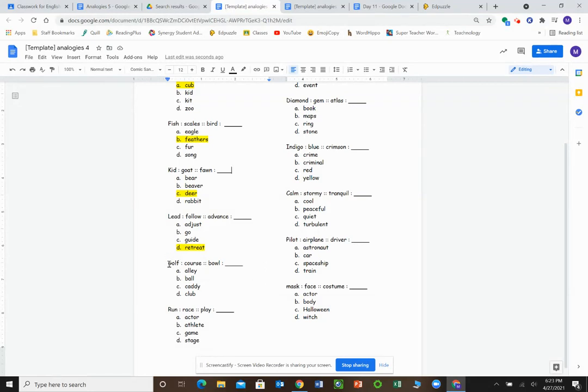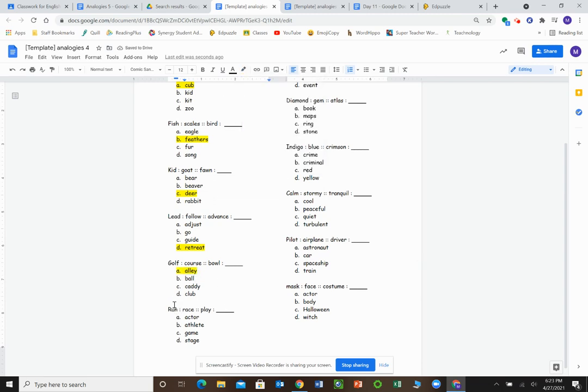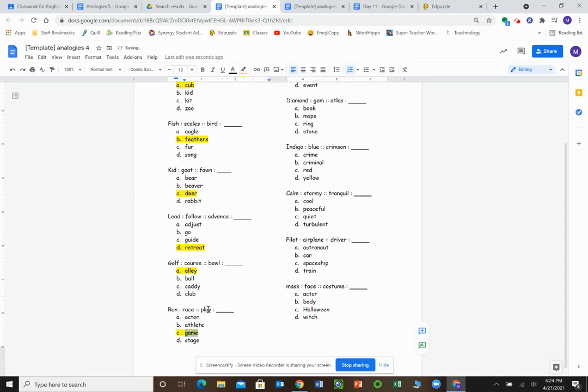Golf is obviously a sport, is to course as bowl is to blank. Well, golf is played on a course. So a bowl, like to bowl, where do you bowl? Well, you bowl in an alley. So I would highlight alley and mark that. I just choose yellow. Run is to race as play is to blank. Well, you run. What do you run? You run a race, and then you play a game. They throw the other ones in there to kind of confuse you. Like a play, an actor is a part of a play, but that's not the same thing.